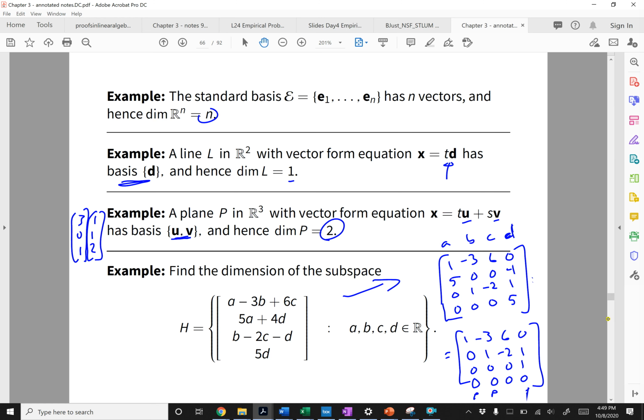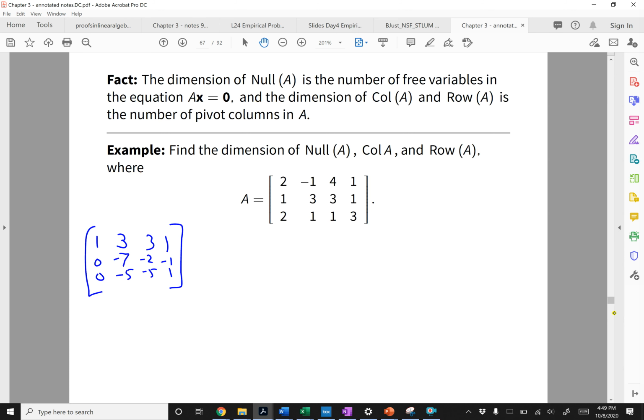So these pivot columns, the original pivot columns, would form a basis, or I can look at the row. That row space with those 3 would span the space, and I only need 3 as a basis, so the dimension is 3. Okay. The dimension of the null space of A is the number of free variables in the equation AX equals 0. And the dimension of the column space of A and row space of A is the number of pivot columns in A.